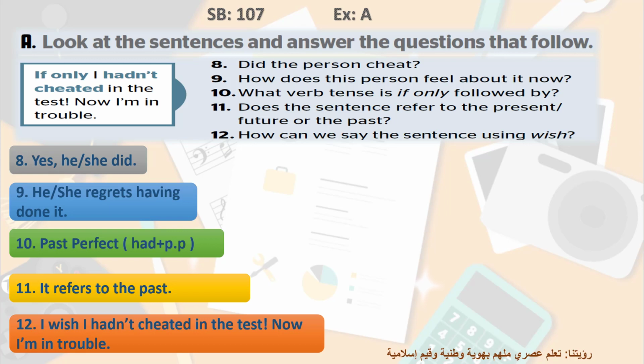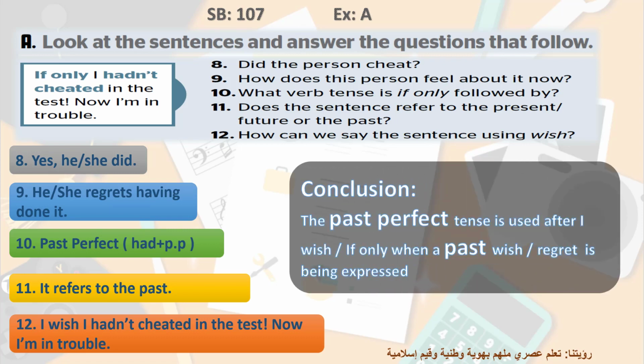And here is the conclusion. The past perfect, which is had plus past participle tense, is used after I wish or if only when a past wish or regret is being expressed. In Arabic, خلاصة الموضوع عندما نريد أن نعبر عن حالة من حالات الندم عن فعل فعلناه في الماضي فإننا نستخدم الماضي التام مع if only or I wish.